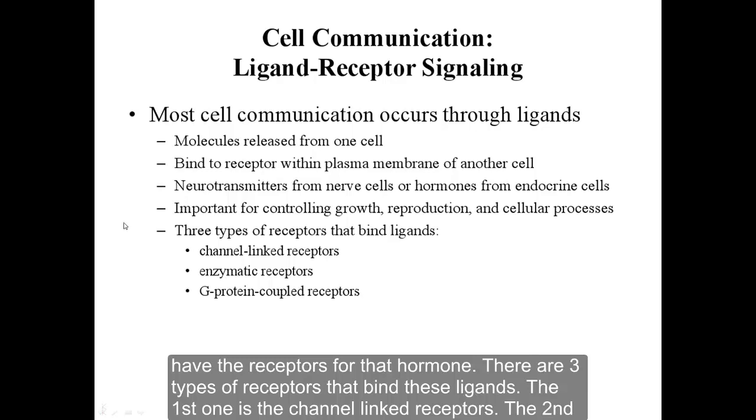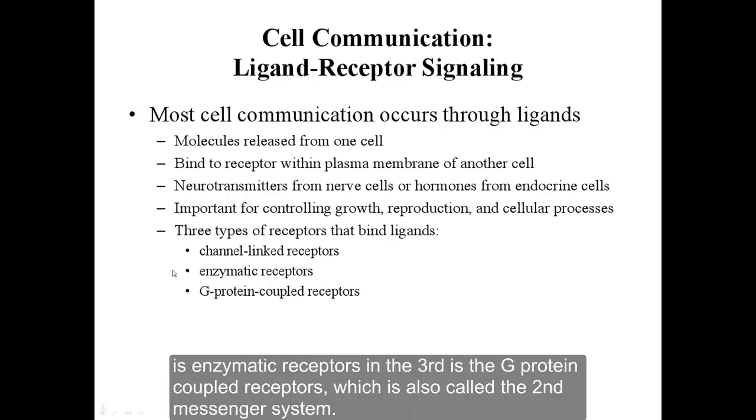Now, there are three types of receptors that bind these ligands. The first one is the channel-linked receptors. The second is enzymatic receptors. And the third is the G protein coupled receptors, which is also called the second messenger system.